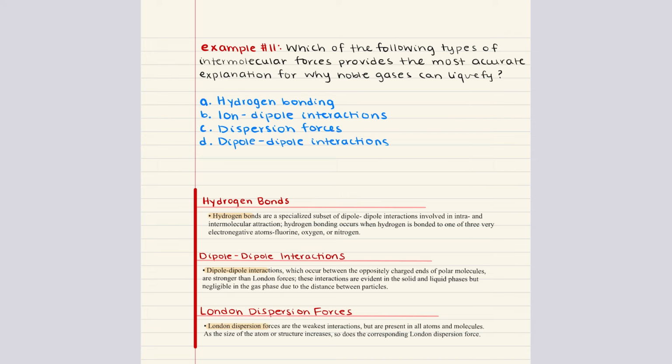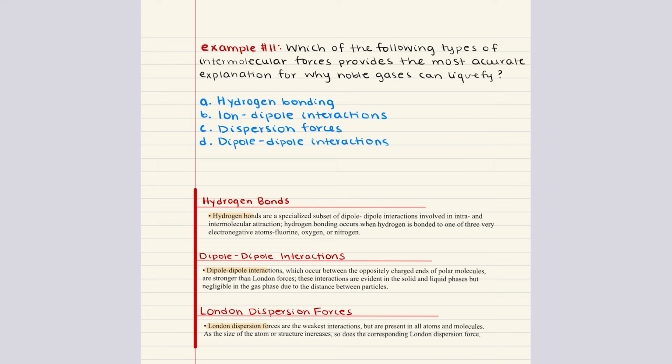These gases are characterized by their full valence electron shells, which make them chemically inert and nonpolar. Since noble gases are nonpolar, they're not going to form hydrogen bonds and they're not going to have dipole-dipole interactions under normal conditions. Now again, since noble gases are nonpolar and chemically inert, the only significant intermolecular force acting between noble gas atoms is dispersion forces.